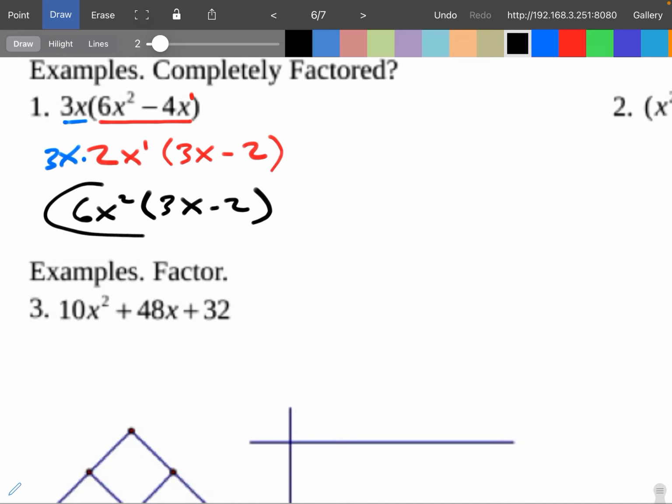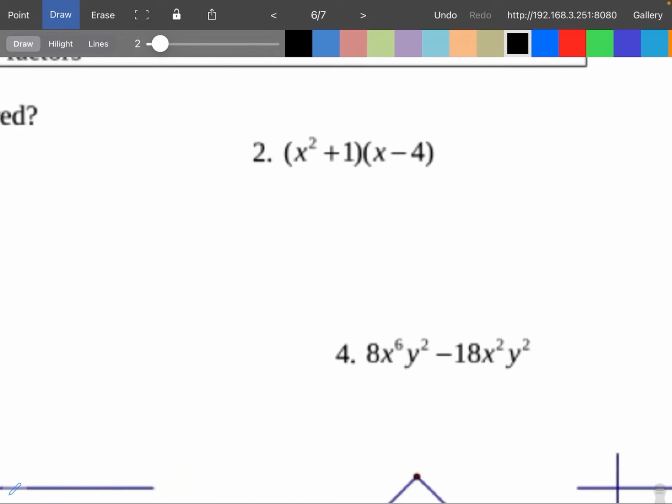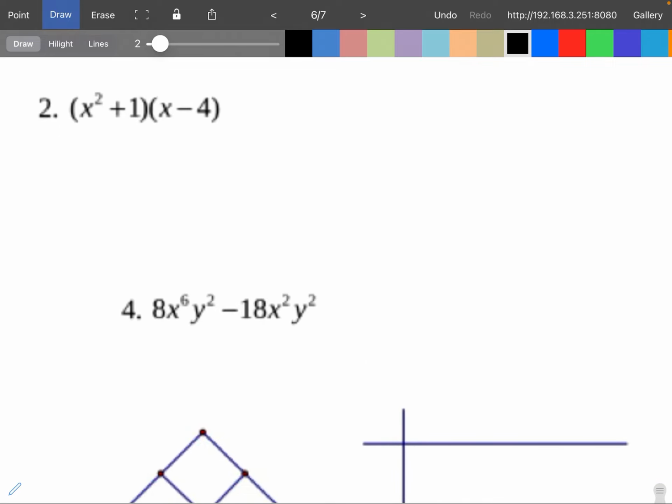And then that would be times the quantity 3x minus 2. So that would be the final answer on that one. So that original problem, they had factored out a common factor of 3x, but they didn't factor out the greatest common factor.